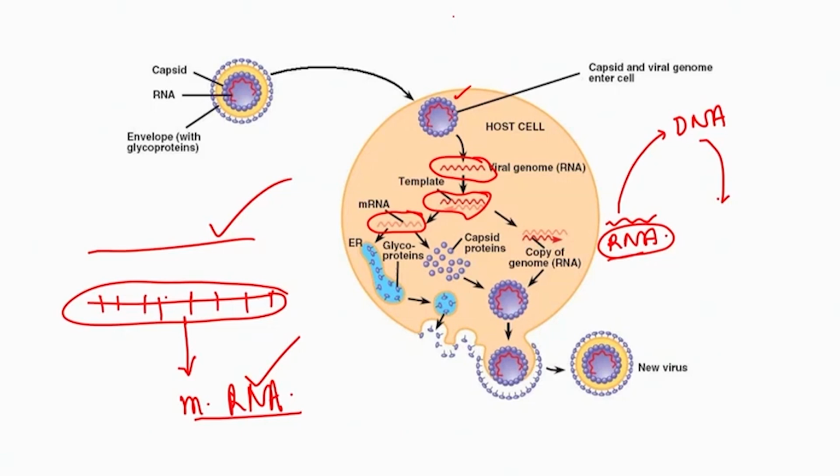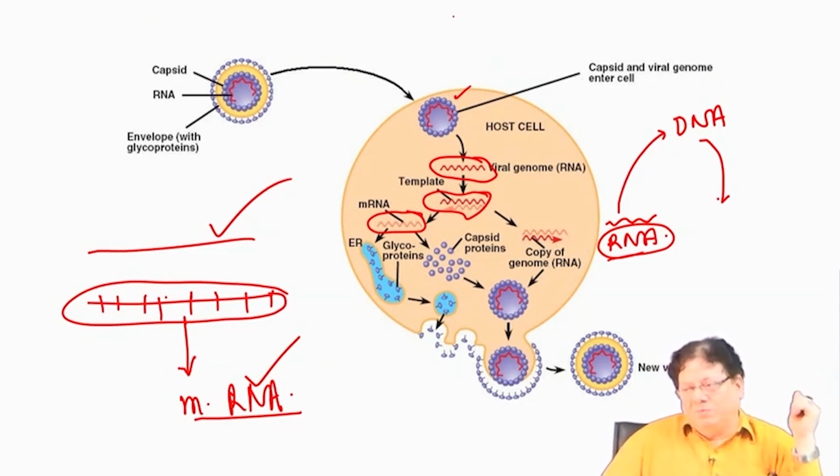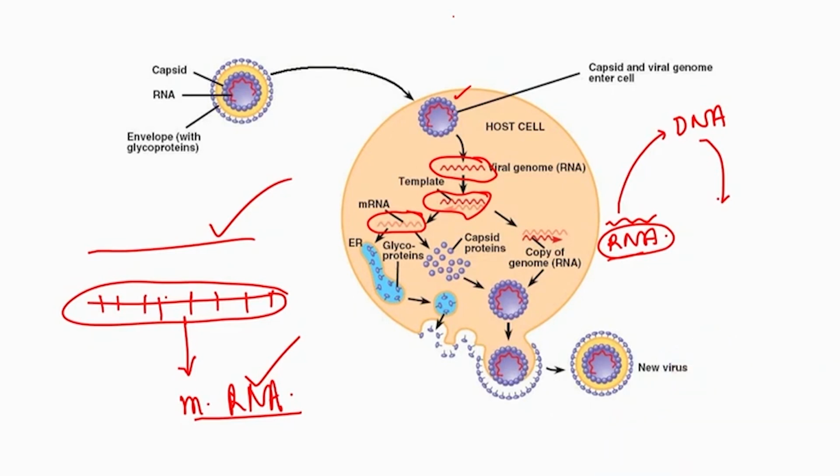In the case of RNA virus, there are two types. We ended by saying that the life cycle of an RNA virus depends on whether it is a negative sense RNA virus or a positive sense RNA virus. What is a negative sense RNA virus? That means the RNA has the sequence which is complementary to the actual mRNA that is required. You have to understand this.